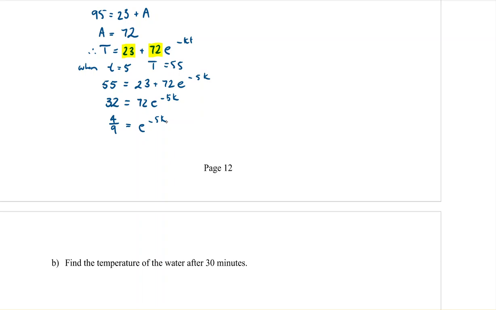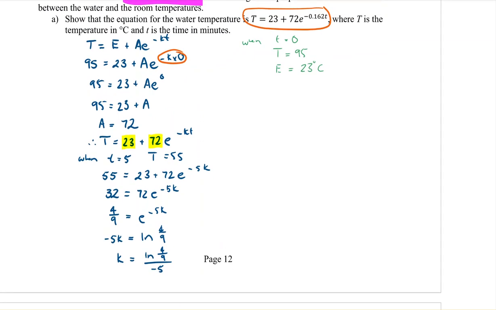Time for a sliding base. So the minus 5k is going to stay. I'm moving it to the left though, sliding the e across to be log base e of 4 over 9. And then to get the k, I need to do ln of 4 over 9 divided by minus 5. Now we could do some fiddling around there with our log laws, but by looking at our equation, it's giving me a decimal answer. So I don't have to keep this one exact. I just have to show that I can get that minus 0.162. So at this stage, rather than fiddling with your log laws, just type that one into your calculator.